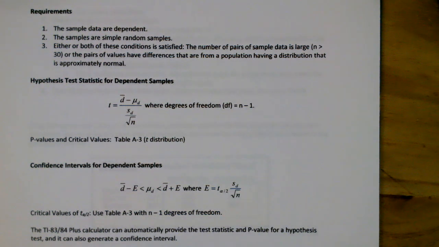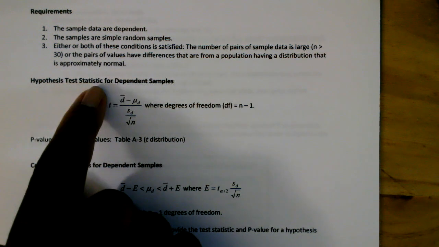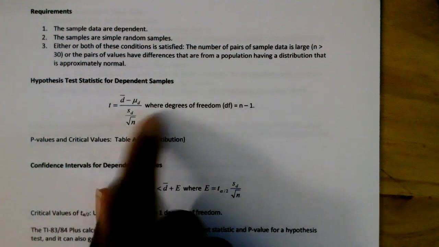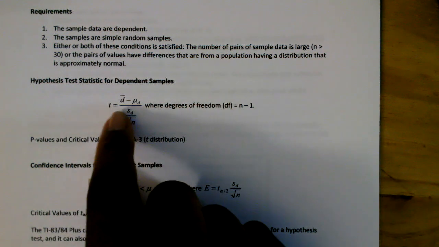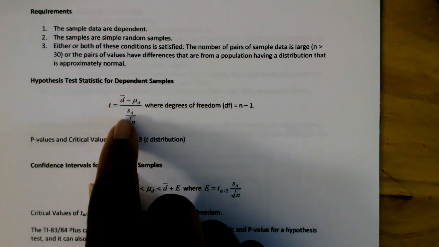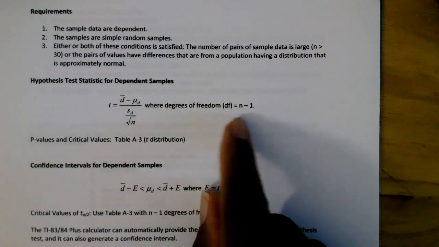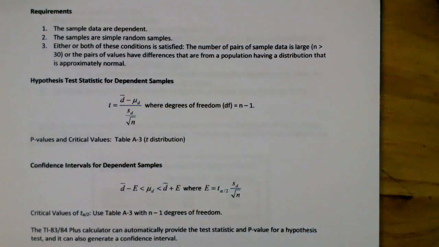Okay. Once those requirements are met, we can conduct a hypothesis test and construct a confidence interval. Starting with the test statistic in our hypothesis test for dependent samples, it will be this: t is equal to d bar minus mu sub d, all divided by s sub d over the square root of n. And here our degrees of freedom will be n minus 1.